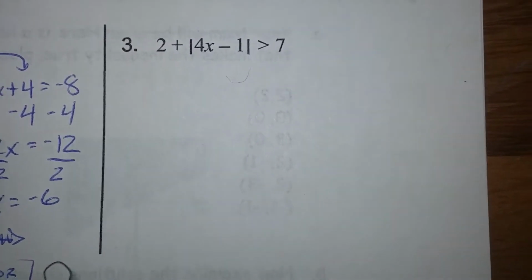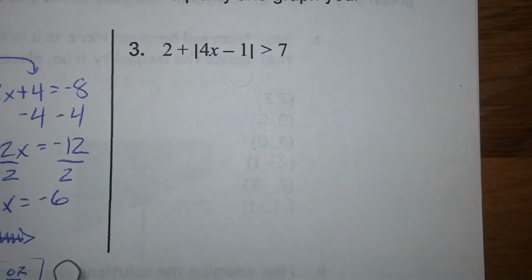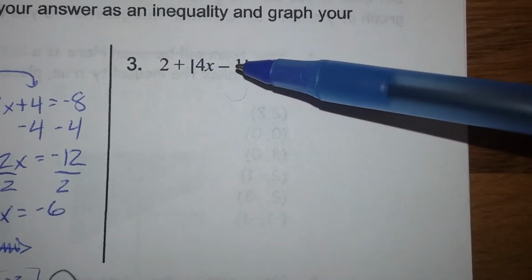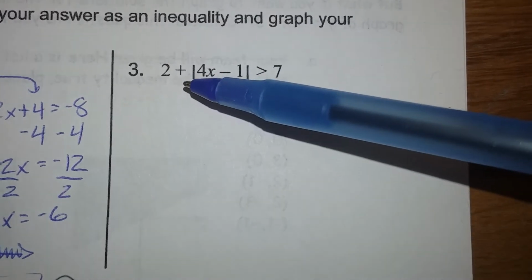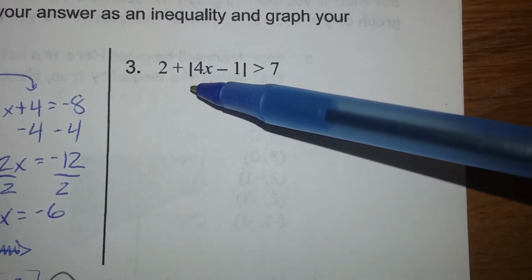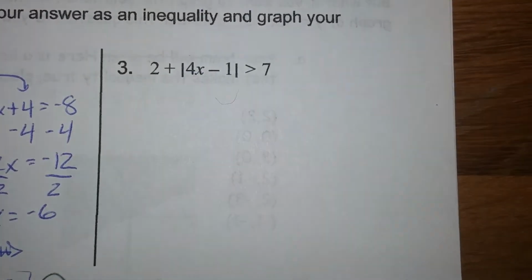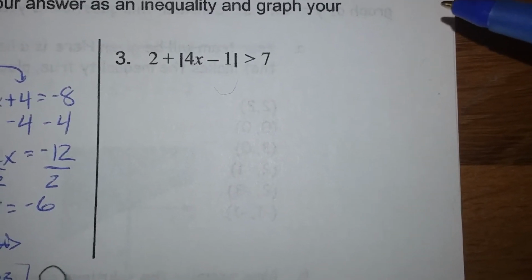Let's take a look at question 3 from our homework on Monday. The first thing I need to do is isolate the absolute value. So this is 2 plus. I cannot do anything with the absolute value until I remove this 2. It's called isolating the parent or isolating the absolute value.